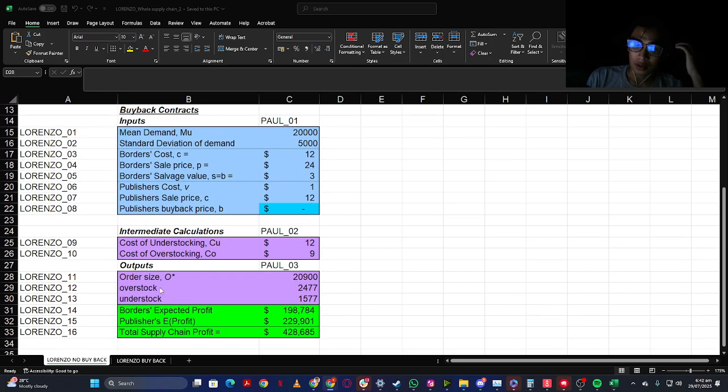So again, the cost of understocking and overstocking. The formula still applies. So price minus cost, 24 minus 12, is 12. And then the cost of overstocking, as you can see in the formula, is cost minus the salvage value, which is $3. So we have 12 minus 3 is 9.